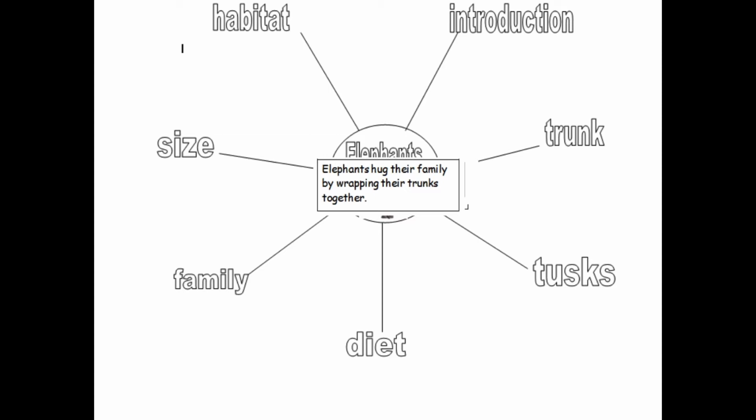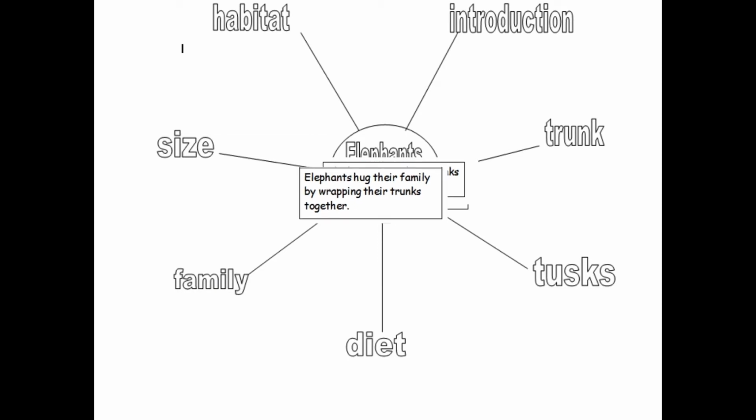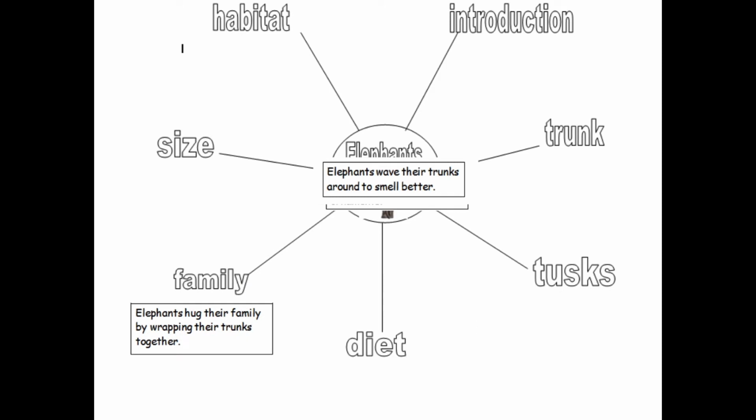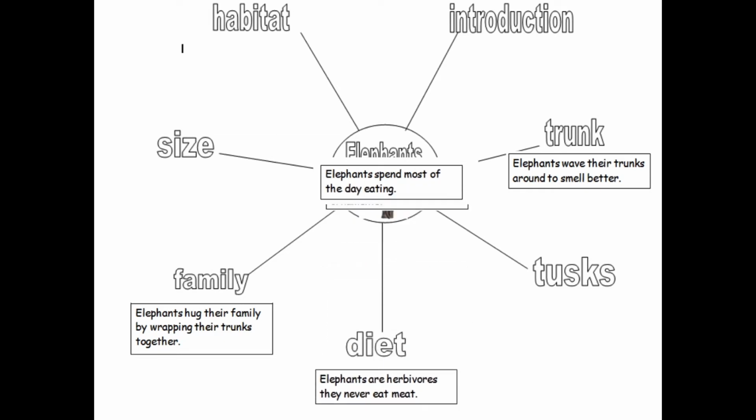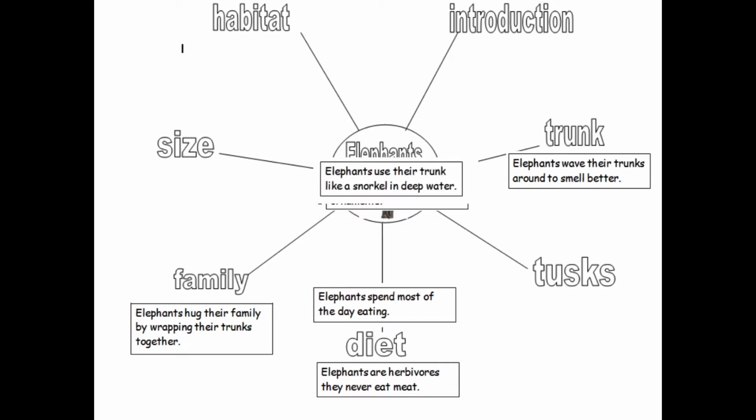We've got elephants hug their family by wrapping their trunks together. So that one would go under family. Elephants wave their trunks around to smell better. So that's a fact about the trunk. Elephants are herbivores, they never eat meat. So that's to do with their diet. Diet means what something eats. Elephants spend most of the day eating. So that's also about eating.